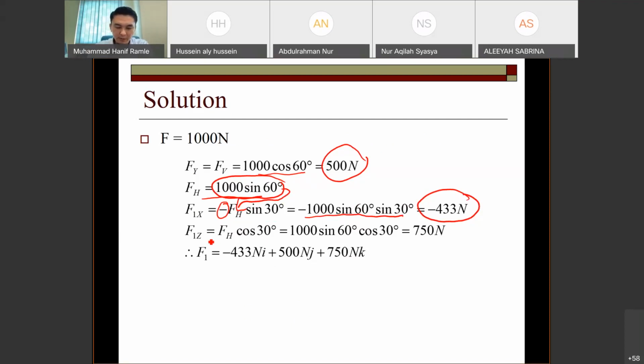And then for the z component, Fh cos 30, substituting into this equation, you will get 1000 sine 60 cos 30, and you will get the final answer for the z component. And then you have to write the ijk form like this. This is your final answer. So again, you can write it like I said just now, to reduce the writing or to avoid confusion.